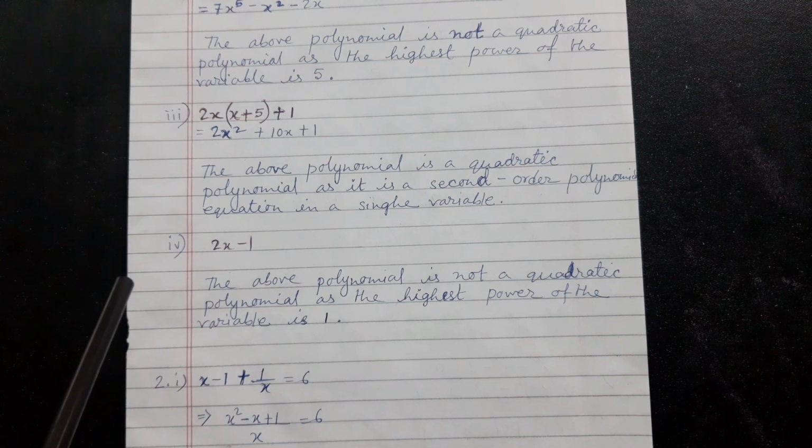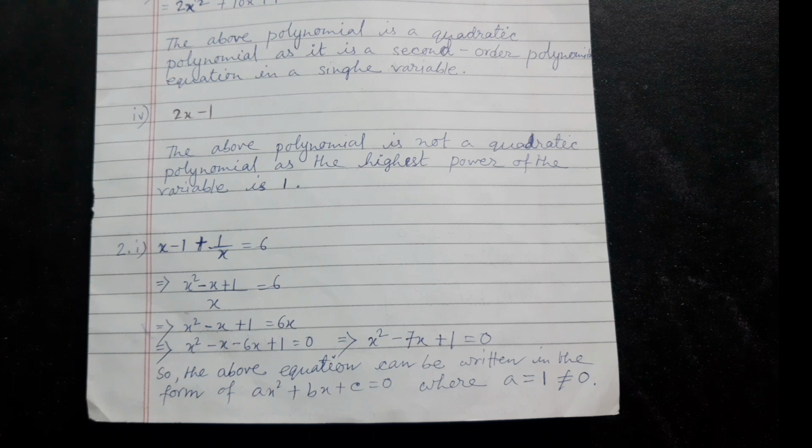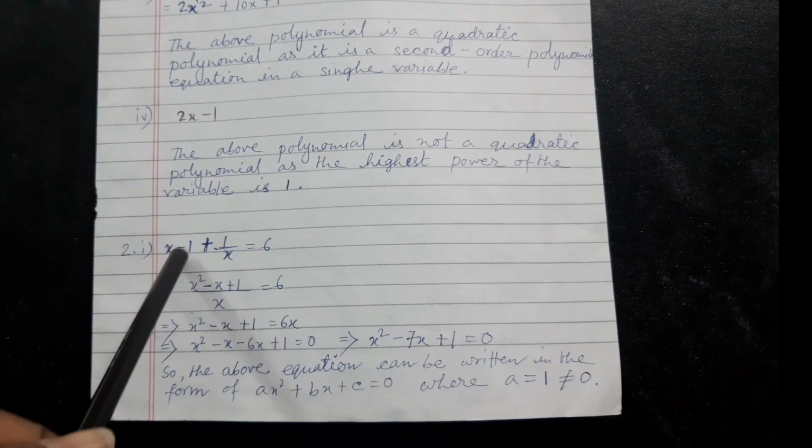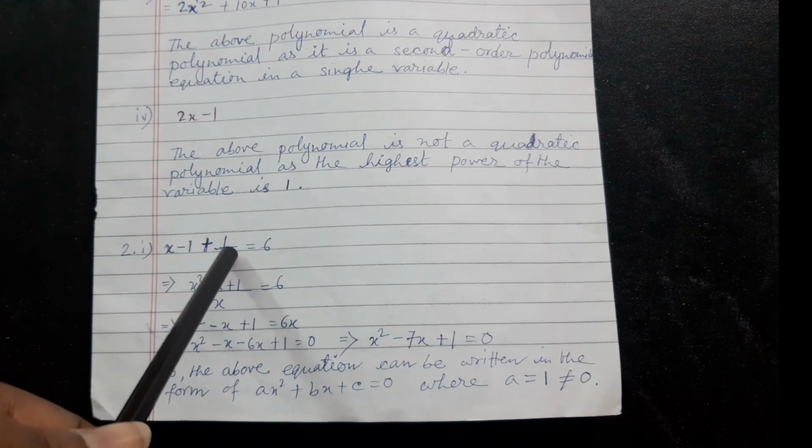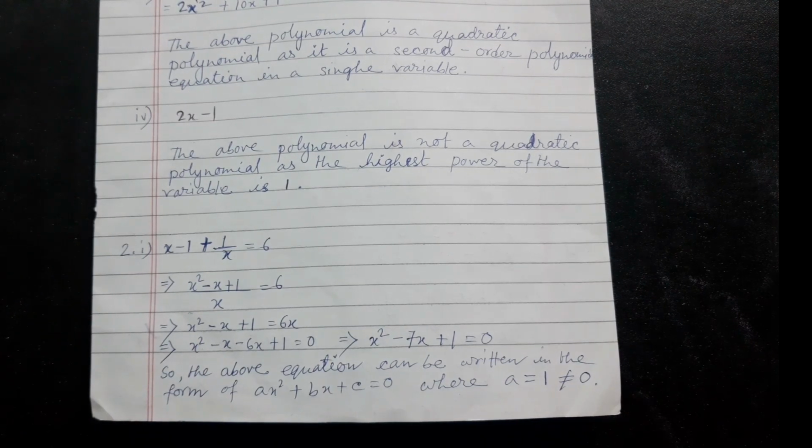Now, question number 2. Which of the following equations can be written in the form of ax square plus bx plus c equal to 0, where a, b, c are real numbers and a not equal to 0. Let us write it. So, we have to check whether the equations given can be written in quadratic form or not. So, the first equation, x minus 1 plus 1 by x equal to 6.